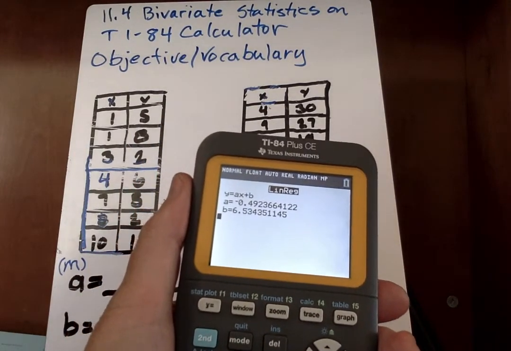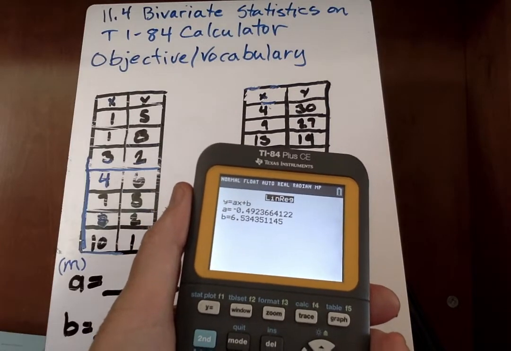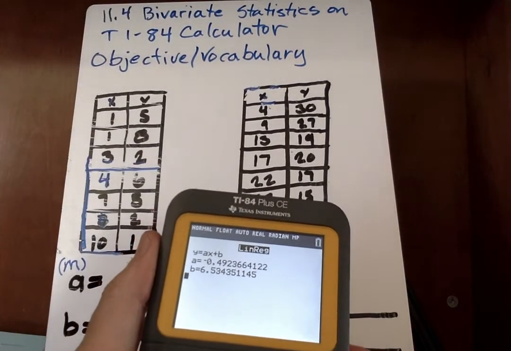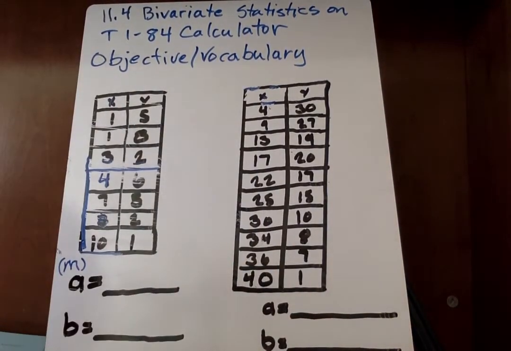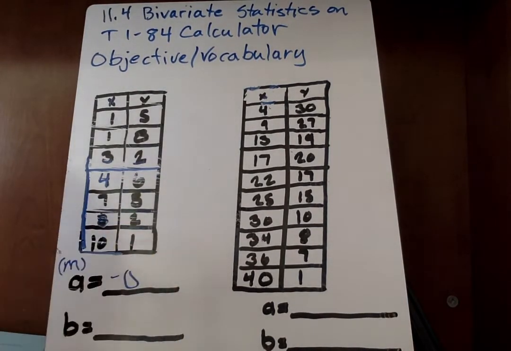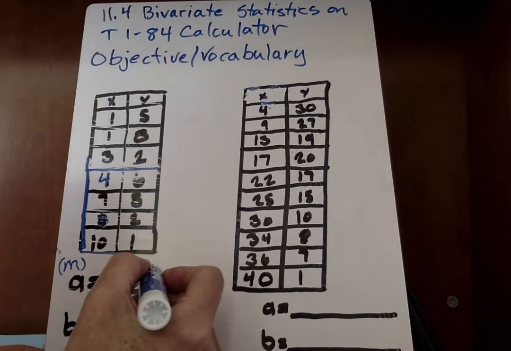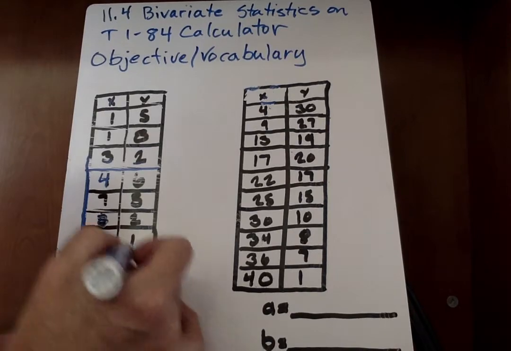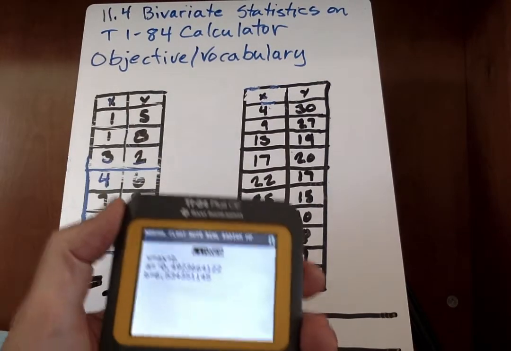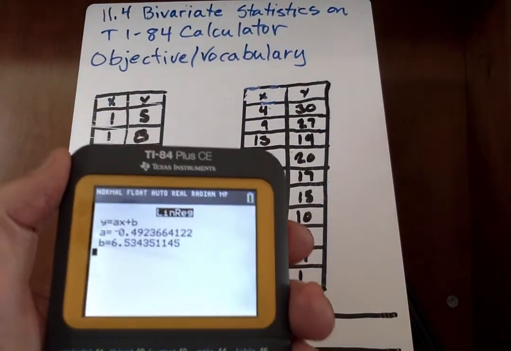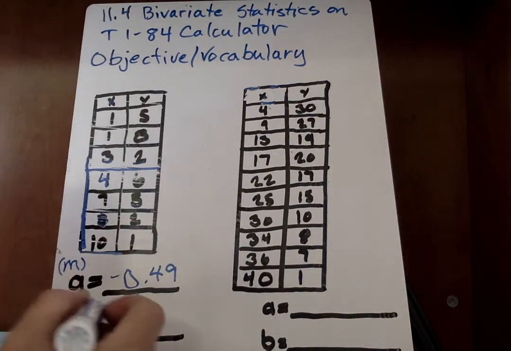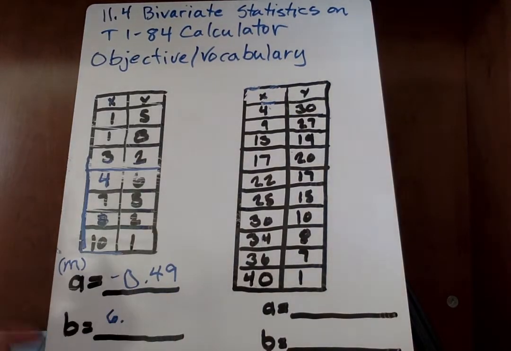Now it gives me my linear regression, which my A is negative 0.4923. I'm going to go ahead and round that to the nearest hundredth. So I'm going to go negative 0.49. And then my B, 6.5349. I'm going to round that also to the nearest hundredth. So I say that is 6.53. Can you guys see that okay?